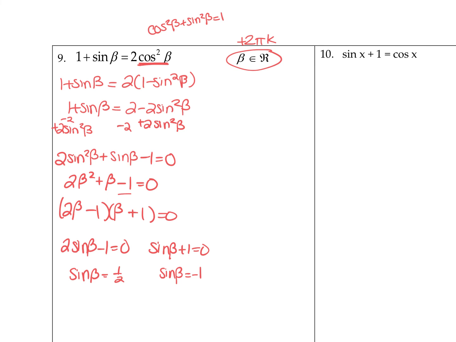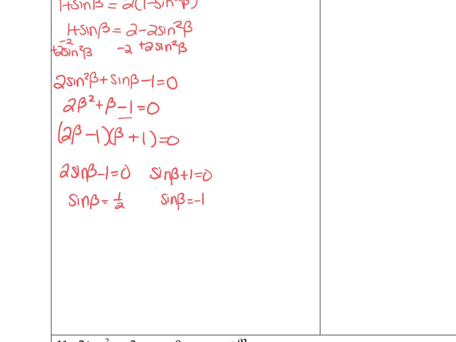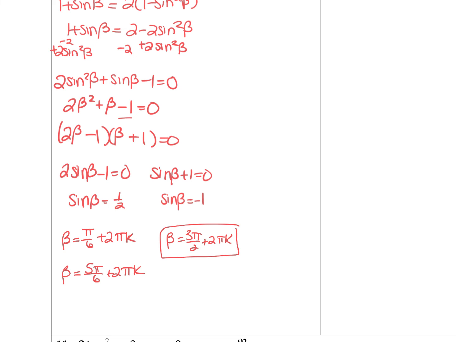So again, I'm writing my general formula. So sine is 1/2 at pi over 6 and 5 pi over 6. Sine is negative 1 at 3 pi over 2. So these would be my equations.